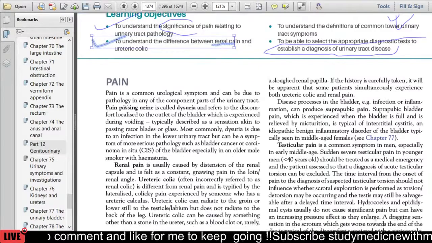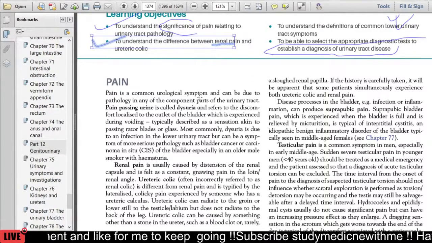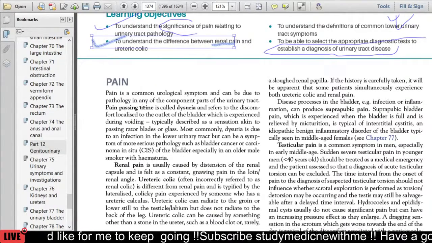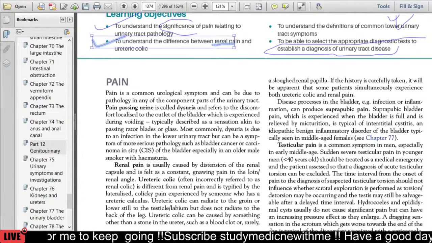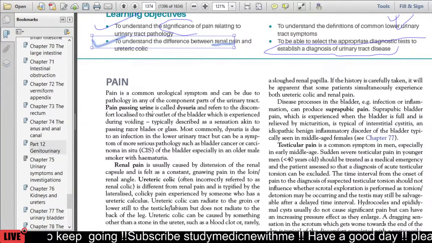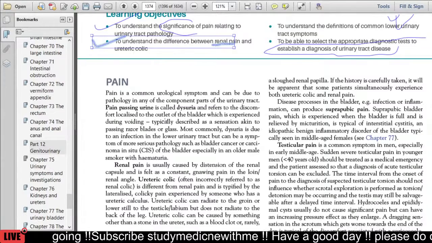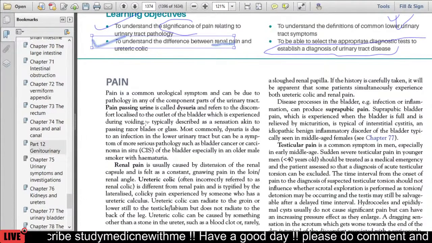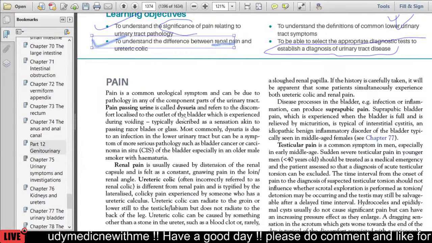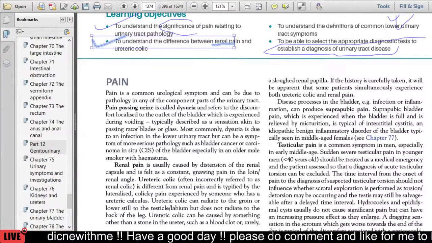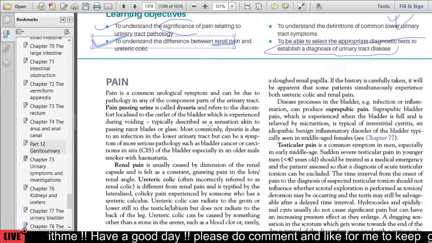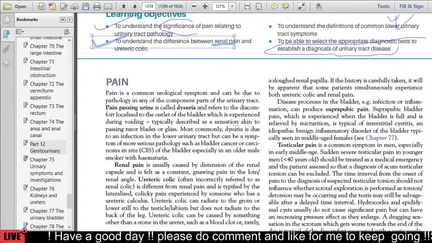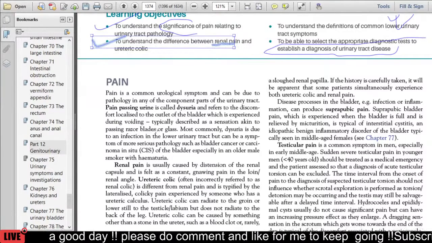So at first there is something called pain. Pain is a common urological symptom and can be due to pathology in any component part of the urinary tract. Pain passing urine is called dysuria, and refers to discomfort localized to the outlet of the bladder, which is experienced during voiding.